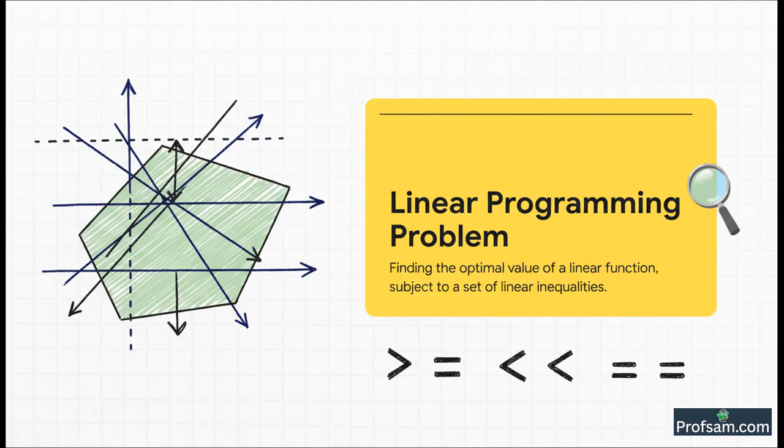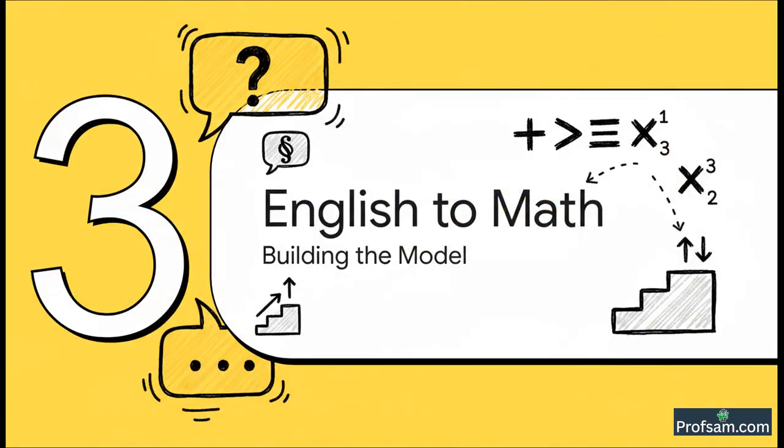Now, what makes it linear? Well, it's because our goal and all our rules can be written down as straight-line equations or inequalities. If you were to draw them on a graph, they'd all just be straight lines. Simple as that. Okay, let's be honest with each other.